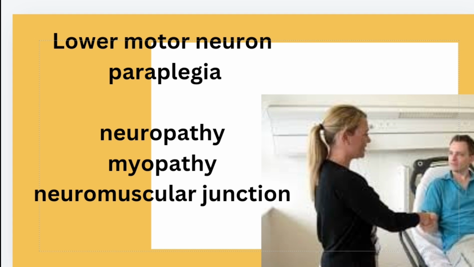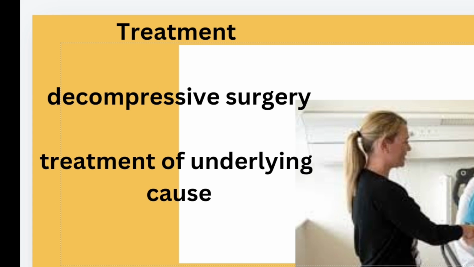Neuropathy can be acute demyelinating neuropathy like GBS, or it can be CIDP. Myopathy can be inherited, or it can be caused by a drug like statins or steroids, or by a disease like Cushing syndrome. And then neuromuscular junction disorders like myasthenia gravis. So the features of lower motor neuron paraplegia are weakness, hypotonia, hyporeflexia, and downgoing plantars.